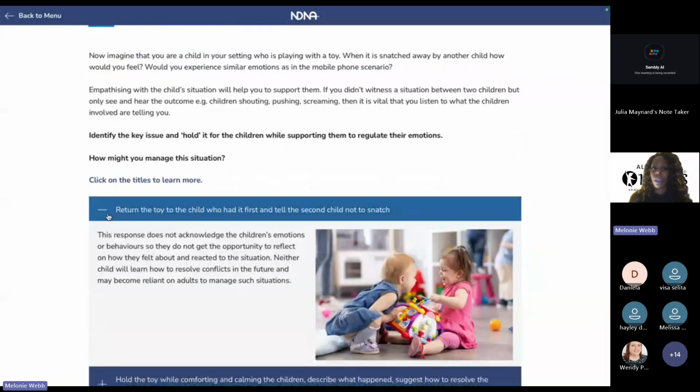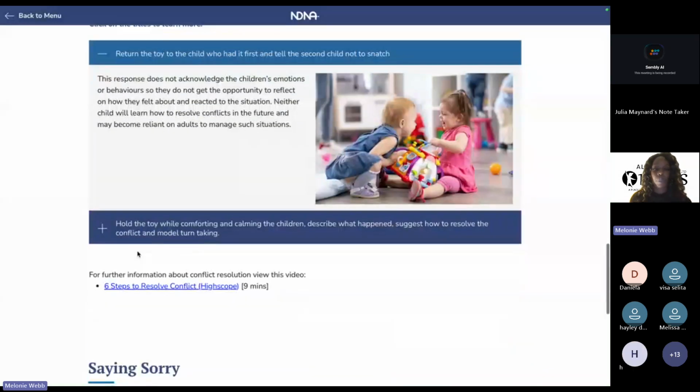So you might return the toy to the child who had it first and tell the second child not to snatch, but that response doesn't acknowledge the emotions or the behaviors. Therefore, they don't get the opportunity to reflect or even understand what was trying to be communicated. Therefore, they wouldn't be able to learn how to resolve conflicts.